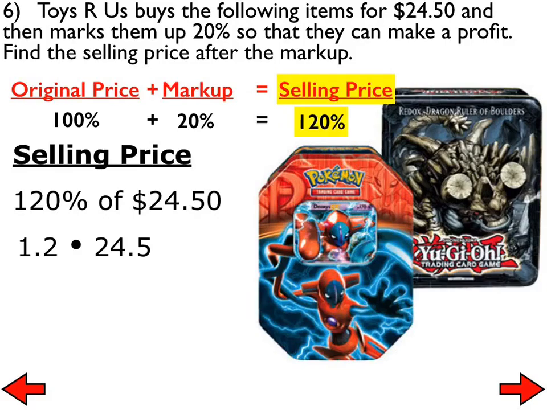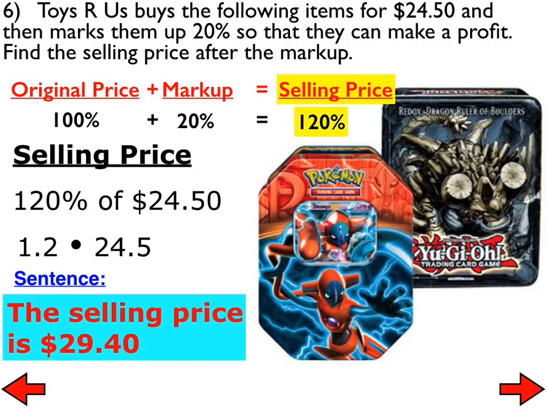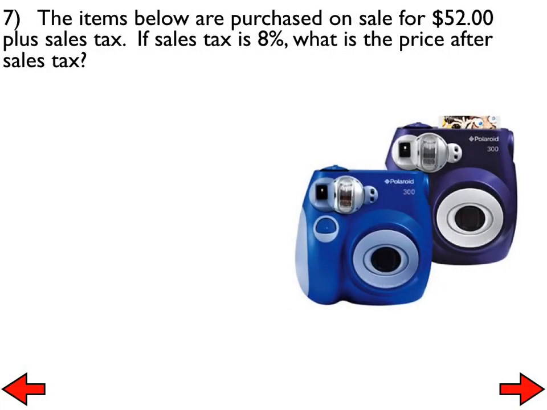$29.50. Raise your hand if you agree with that. $29.50. What did you get? $29.40. Anyone? Okay. You should get $29.40. So just check your work a little bit there. Any questions about how to find selling price? Alright, next one on your notes.